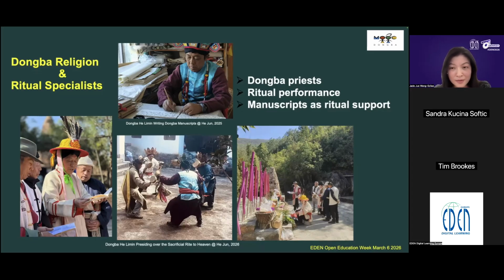So everything related, for example, the writing system, the scriptures, the ritual dances, artwork and ritual utensils are all prefixed with the term Dongba. As you can see in this slide, there are some pictures that I took several weeks ago, and the big Dongba master He Liming was doing the ceremonies there.